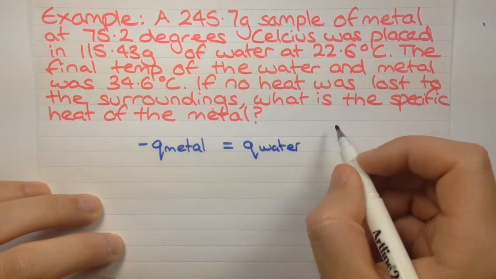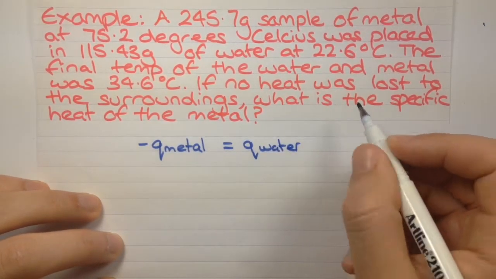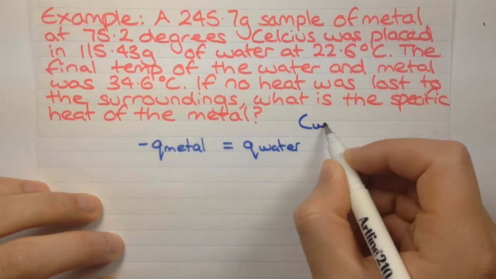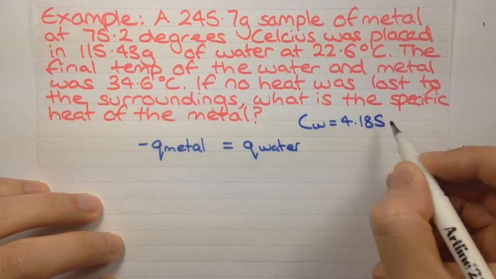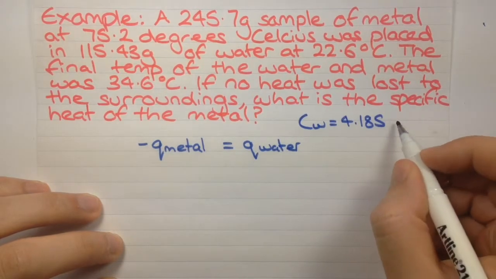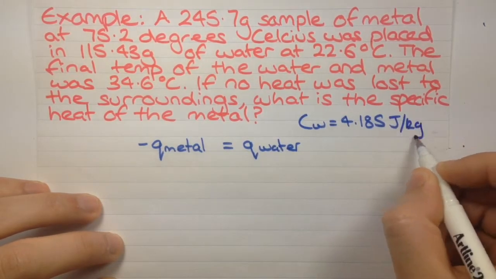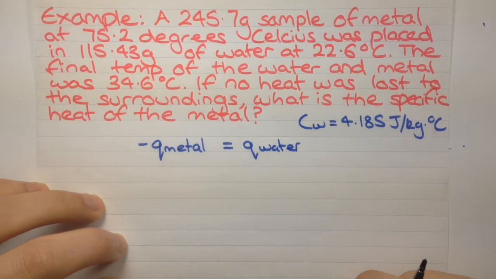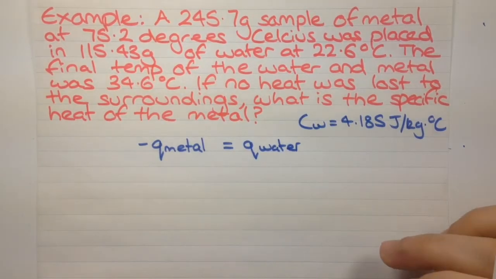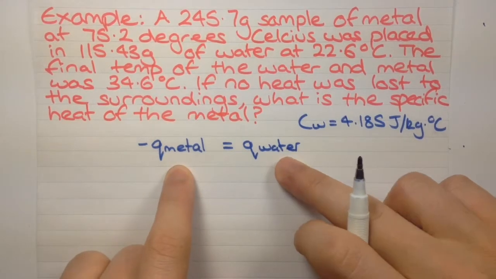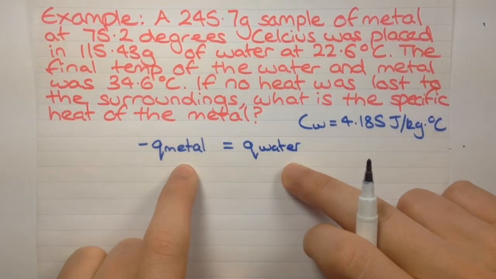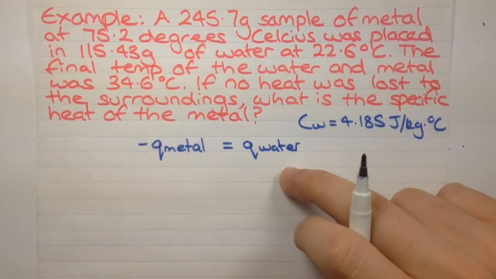And just as a side note, you'll usually be given this on a formula sheet, but the specific heat of water is actually equal to 4.185 joules per kilogram dot degrees C. And we'll need that in just a moment. But what's important is that you can identify this concept, that all the heat leaving the metal, the only place it can go is into the water.